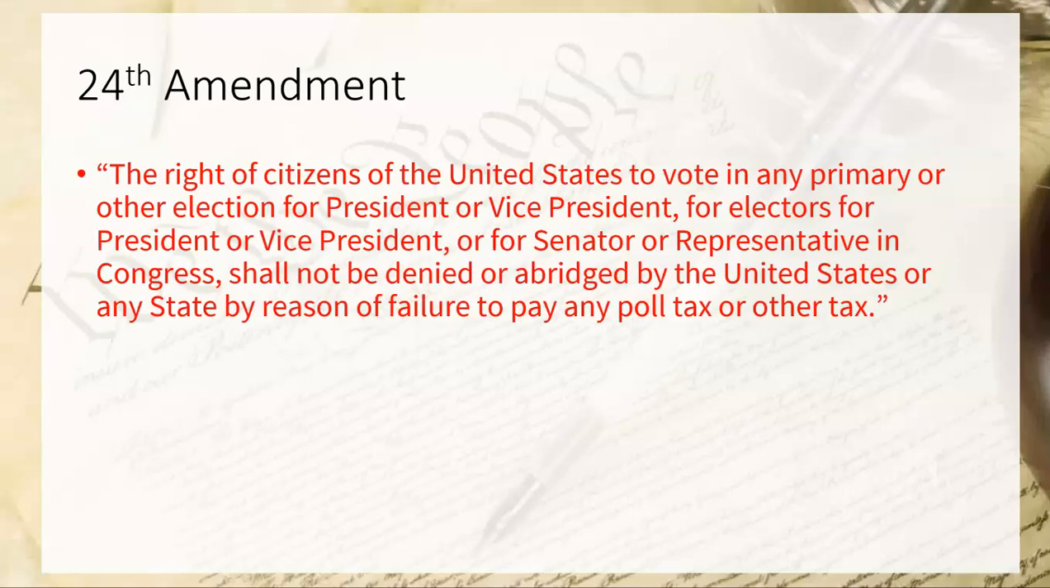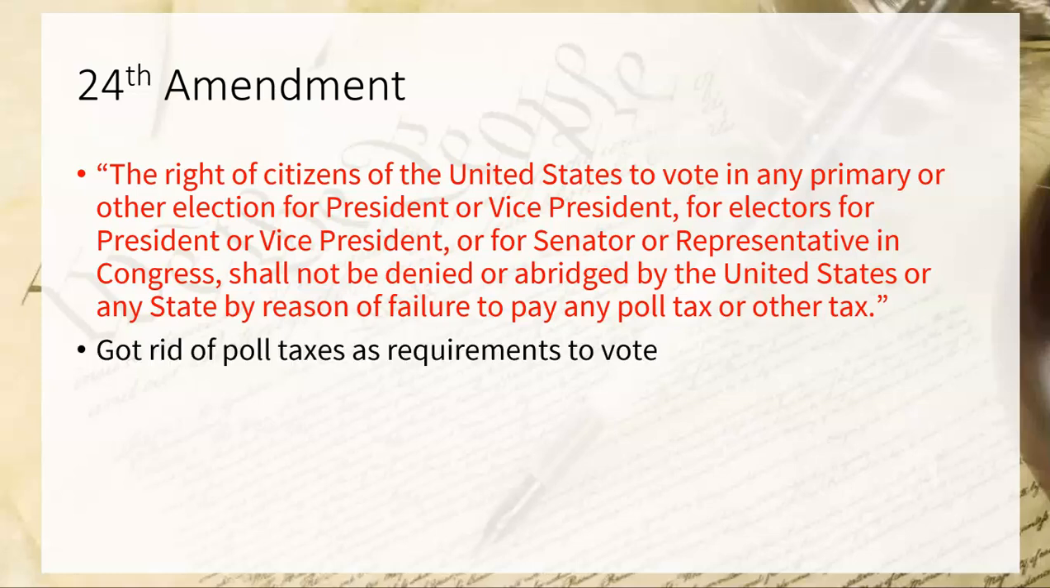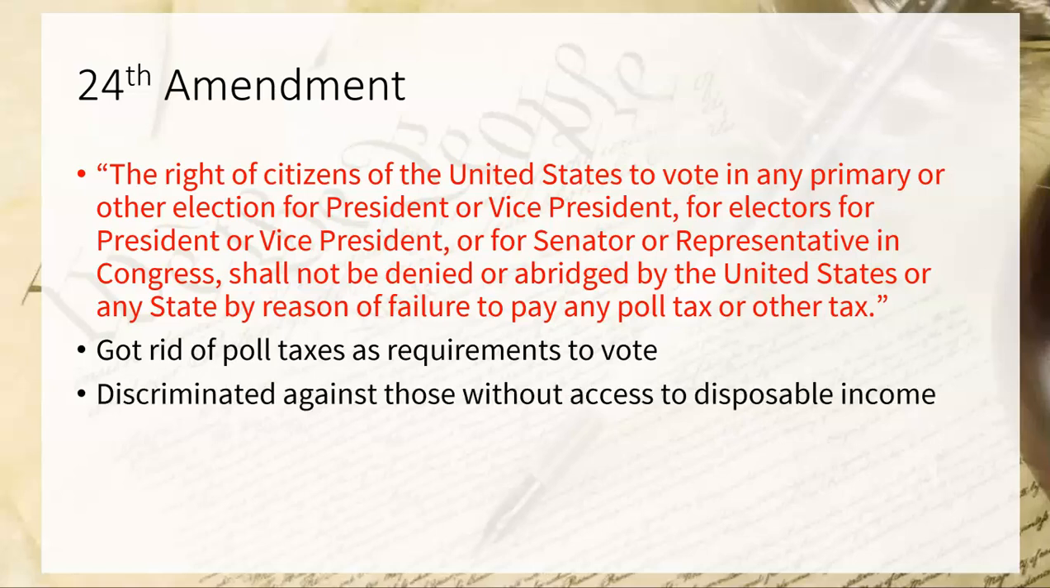The 24th Amendment: the right of the citizens of the United States to vote in any primary or other election for president or vice president, for electors for president or vice president, or for senator or representative, shall not be denied or abridged by the United States or by any state by reason of failure to pay any poll tax or other tax. This got rid of poll taxes as a requirement to vote because it was discriminatory against those without access to a lot of disposable income. All right, you cannot be required to pay to vote, is what the 24th Amendment says.